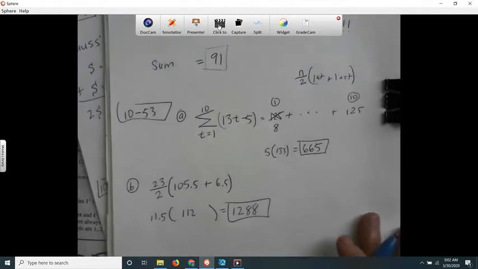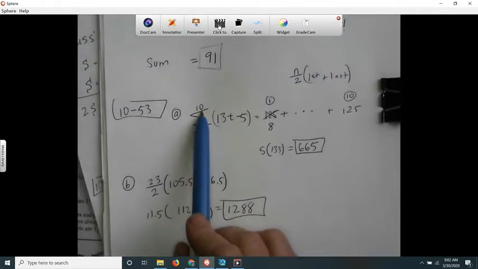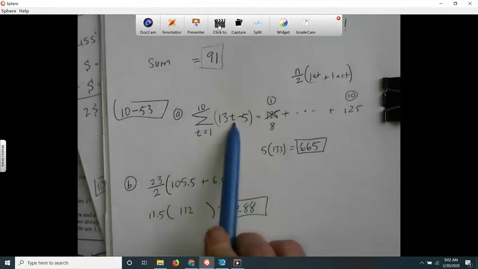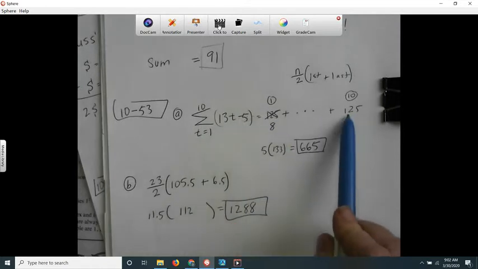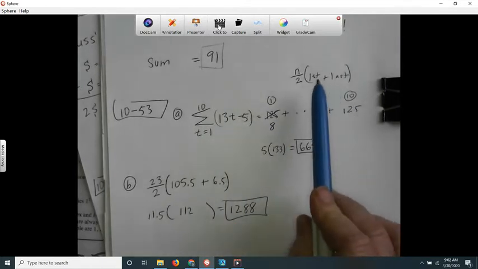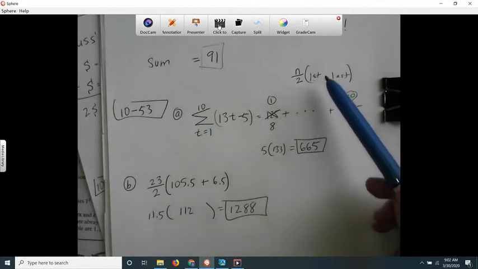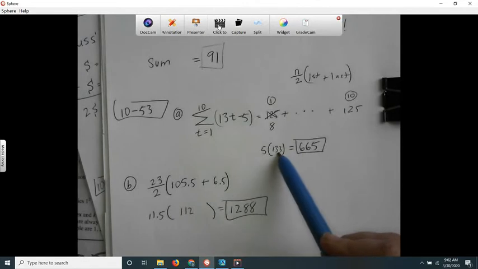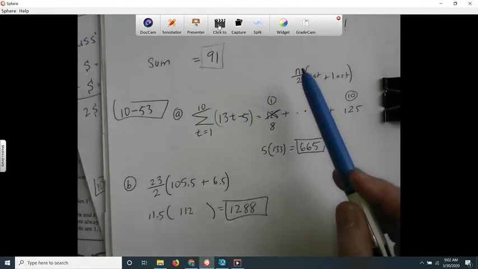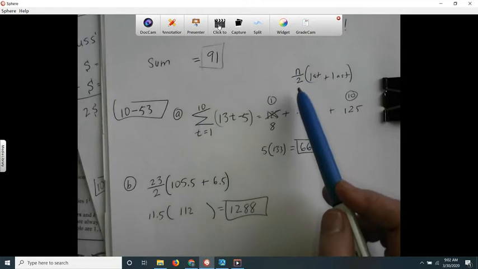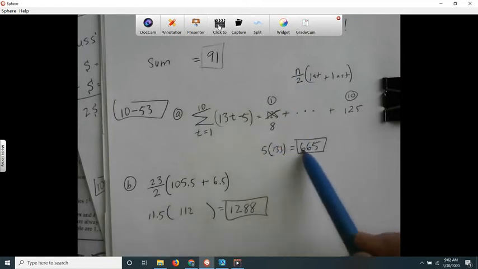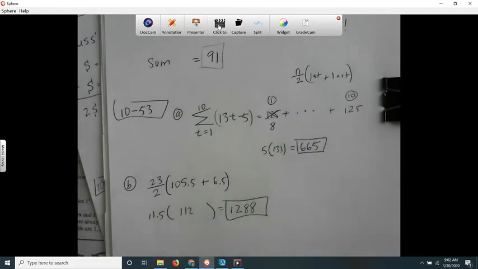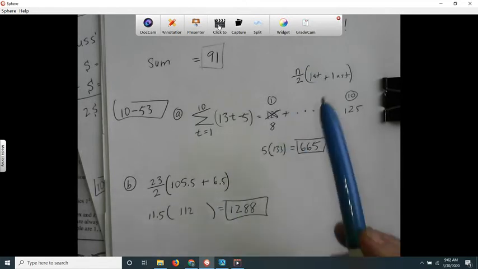Okay, so I know that the last term is the 10th term, so all I have to do is plug in the 10 right here. 13 times 10 is 130 minus 5 is 125. So I get 8 plus 125, which I think made 133. And then I want to multiply that by, well, there's 10 things. 10 divided by 2 is 5. So I get 665.